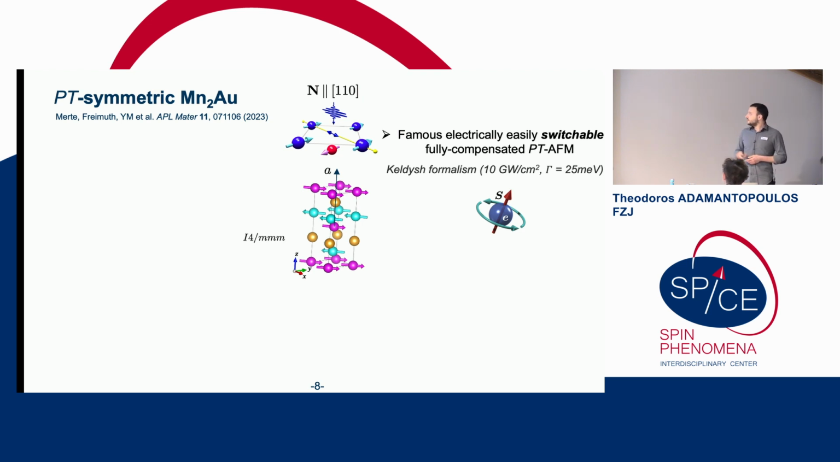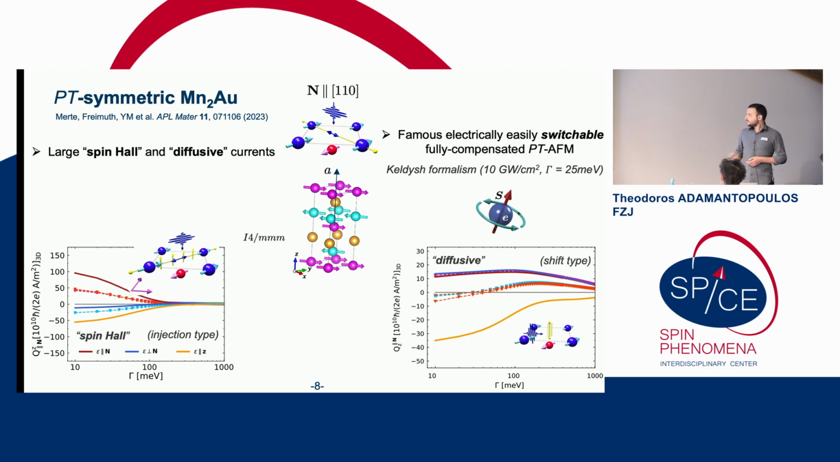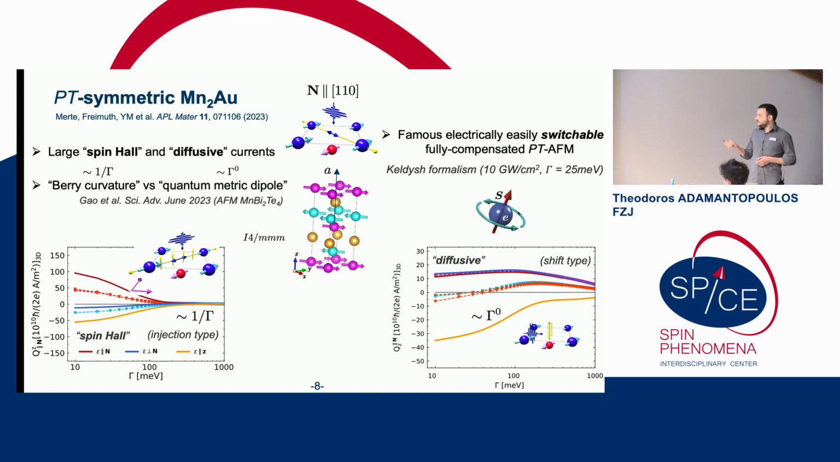We have a look at the spin photocurrents. On the left, you can see the spin Hall type, which flows parallel to the Néel vector. On the right, the diffusive type, which flows out of the plane. As you can see, they are both sizable, with the spin Hall type being almost one order of magnitude larger. And also, they behave differently in relation to the lifetime broadening.